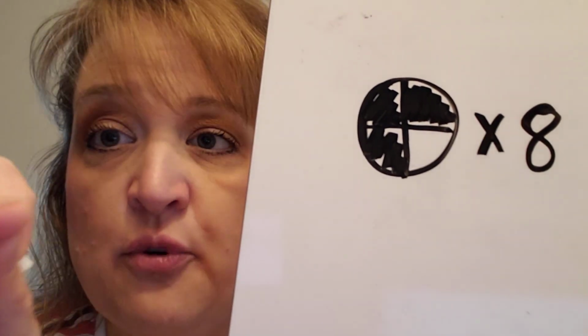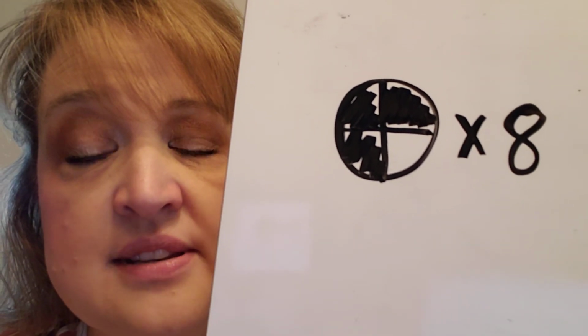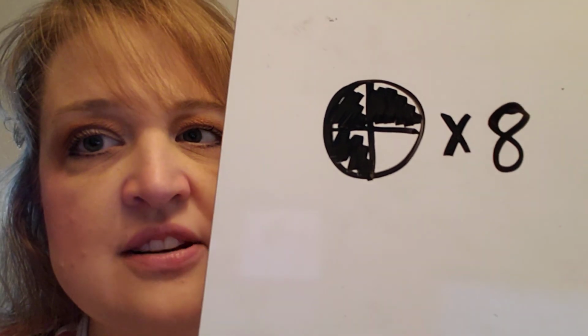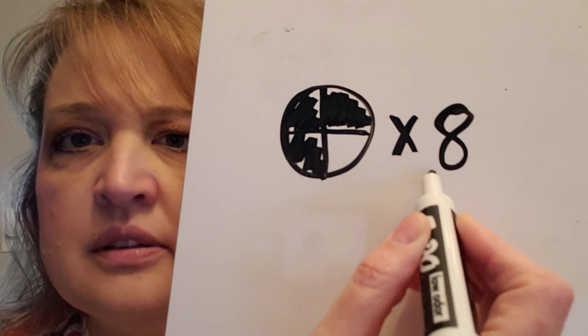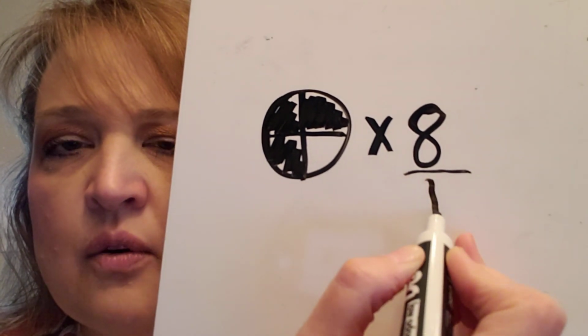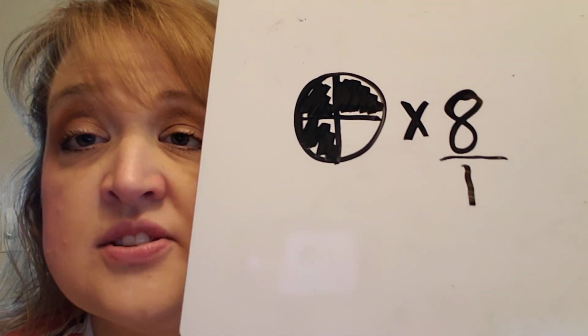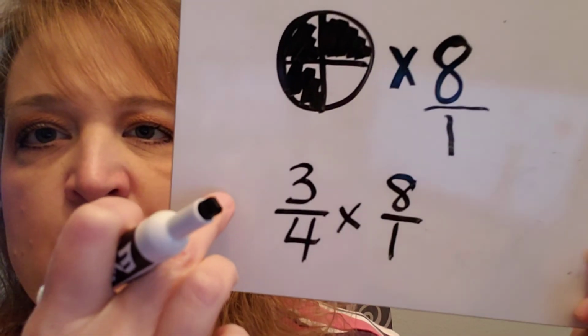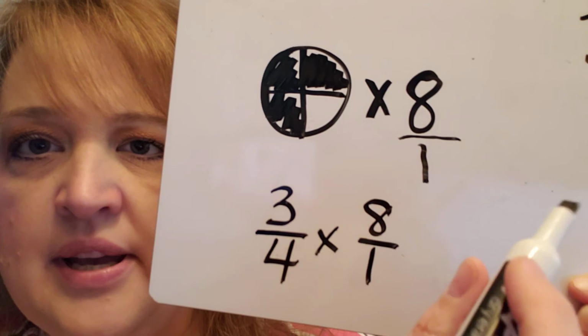Now, I could do 3/4 plus 3/4 plus 3/4 plus 3/4 plus 3/4. I could do that 8 times, but it's much easier to do multiplication. So, what do I put this whole number over? I put it over a 1. That's a really important step so that your fractions stay lined up. So let's go ahead and write that out. I have 3/4 times 8 over 1. 3/4 right here times 8 over 1.